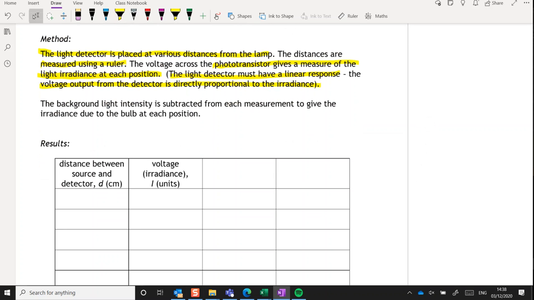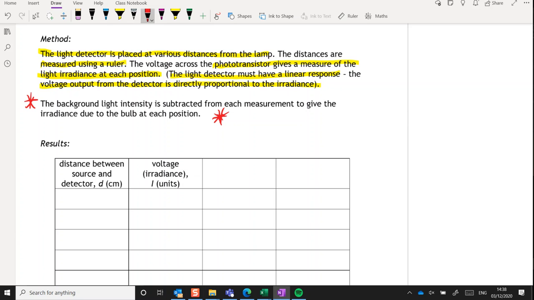The background light intensity is subtracted from each measurement to give the irradiance due to the bulb at each position. You might see a question which says why might the results not be correct, or what would you have to do? Obviously, if you're not in a room that's completely dark and the only source of light is your bulb, you've got the lamps or the bulbs that are on in the ceiling, and you've got the daylight.